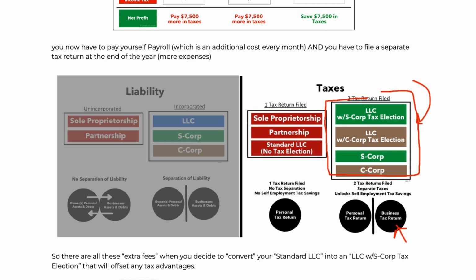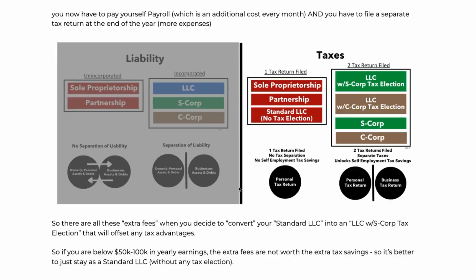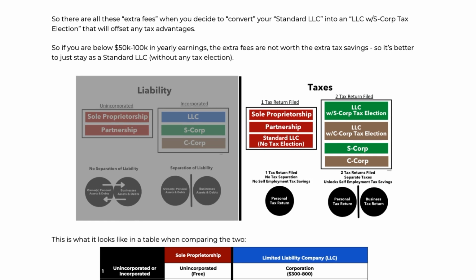And so because there are all of these fees, when you decide to convert your standard LLC, this puppy right over here, into a tax selection LLC, it depends on how much your tax savings really are going to be, right? Because there's going to be additional cost and complexity here. And so you've got to weigh, hey, does the additional cost and complexity actually offset any tax advantages that I would have? And so if you are below, and this is just a general recommendation, right?